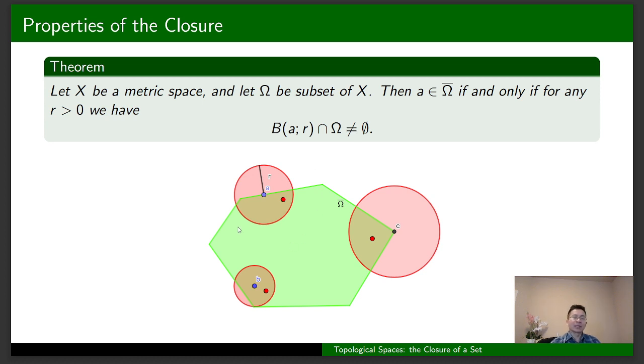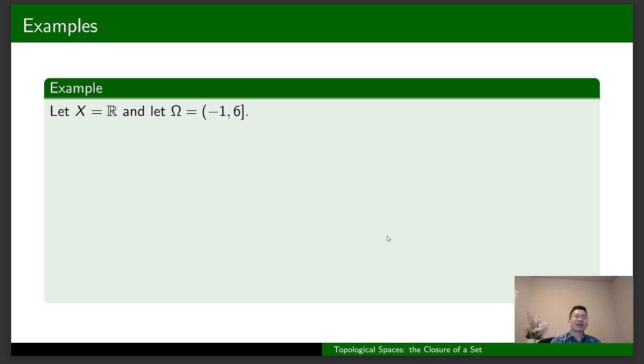Again, let's look at this example in the Euclidean plane R2. This element A belongs to the closure of this set because no matter what radius r we take, the open ball centered at A with radius r intersects the set omega. Okay, and similarly for B and C. Now, let's work on an example.